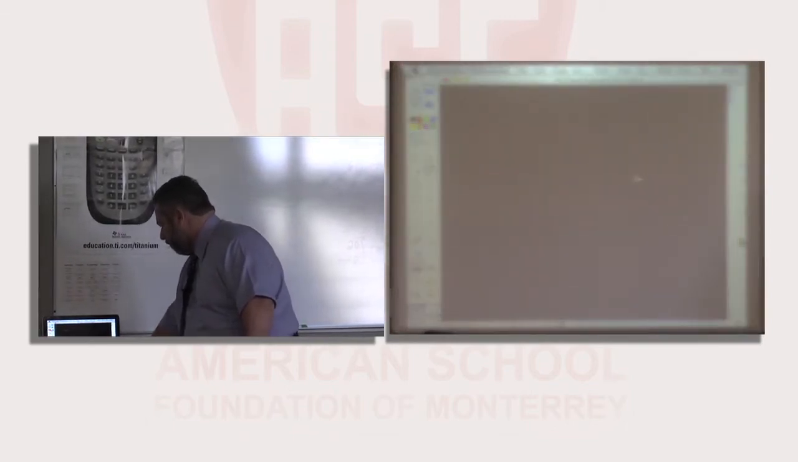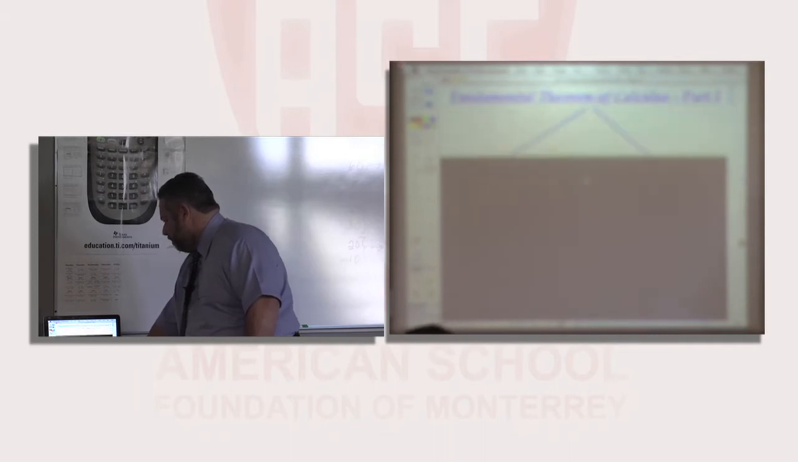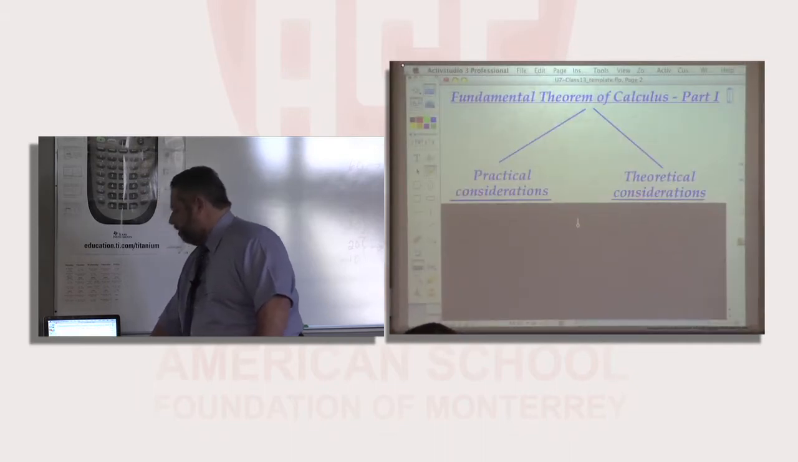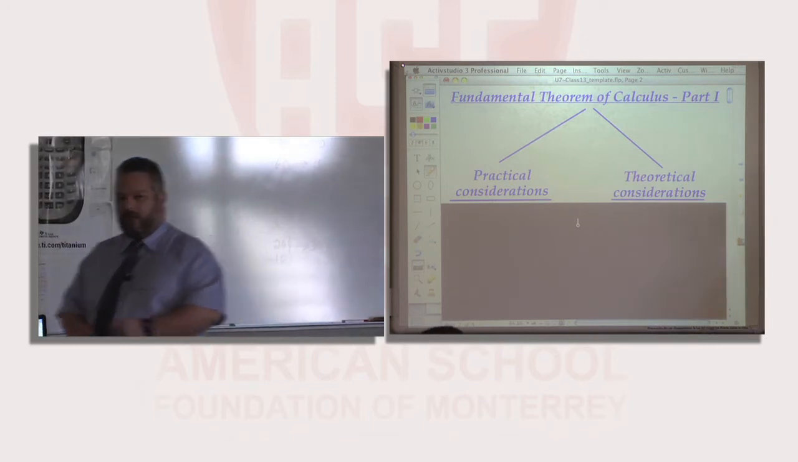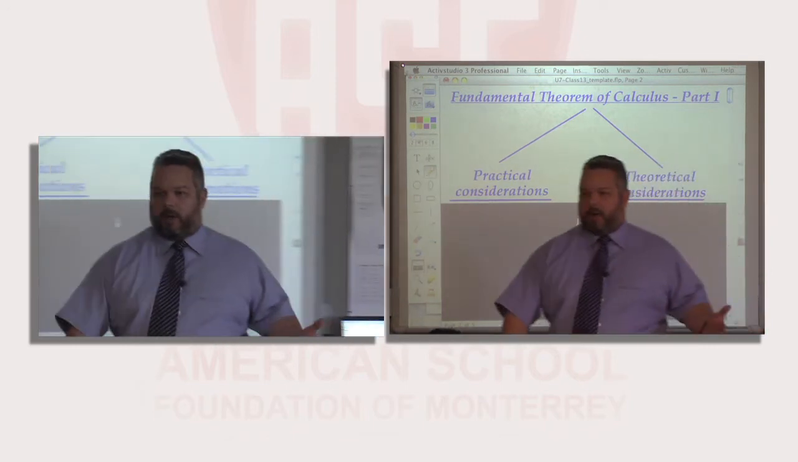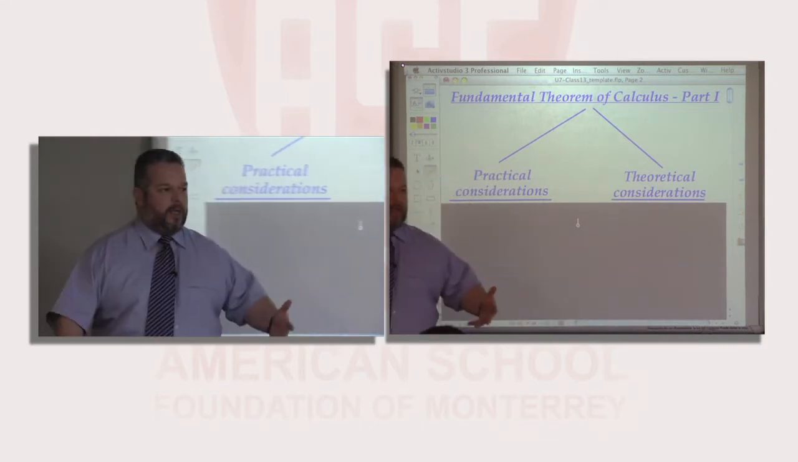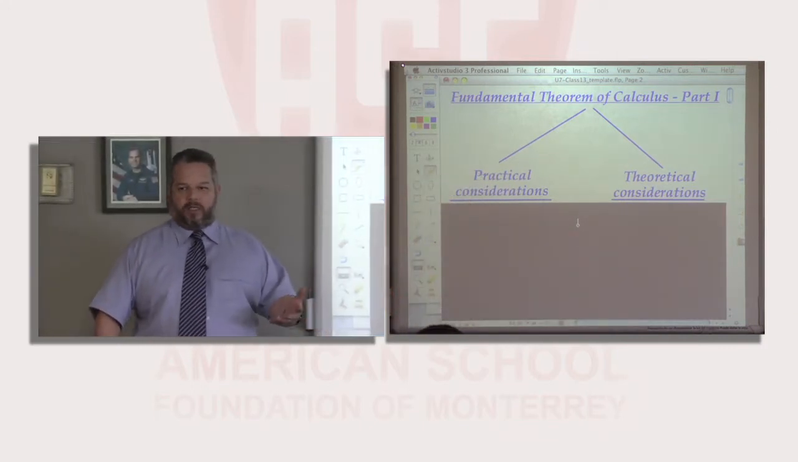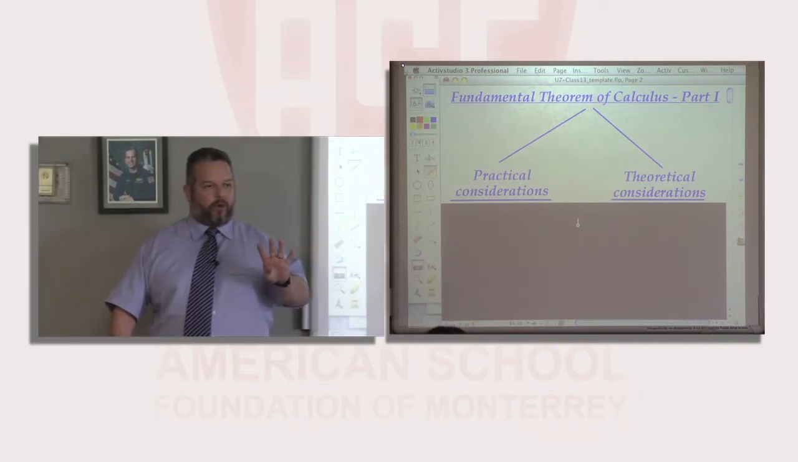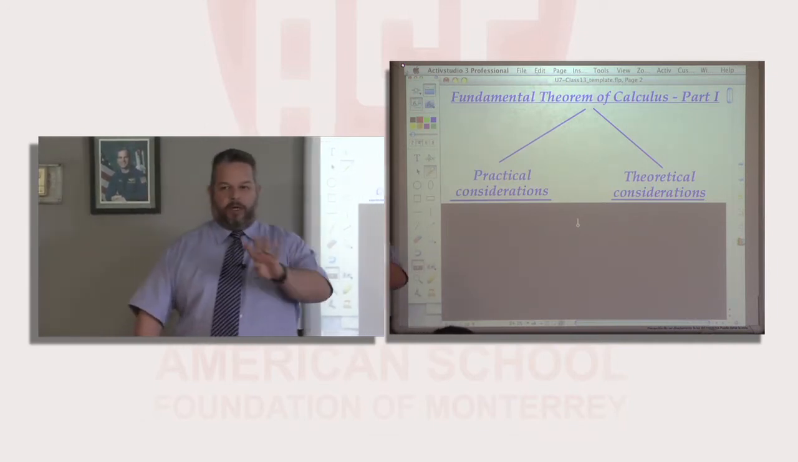Two things that we're looking for. One is practical considerations, and one is theoretical considerations. The practical considerations are, how do we get the right answer to these problems? Okay, we see a question involving fundamental theorem part 1, how do I get the right answer? And what we're going to see is that there are 4 scenarios. There are 4 situations we need to deal with, and we're going to deal with them separately.